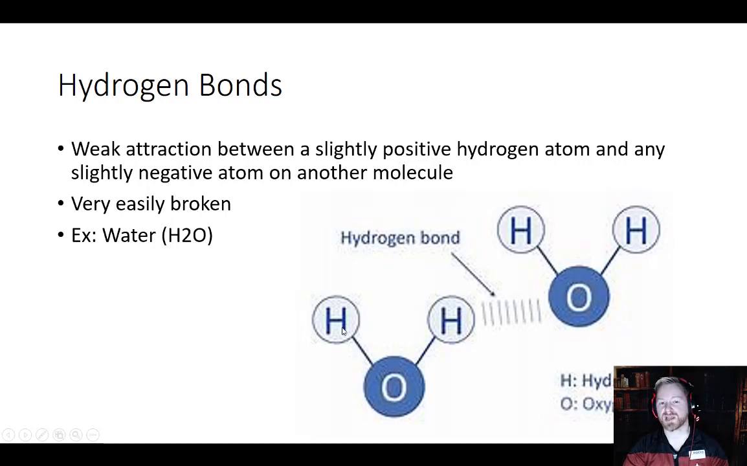The hydrogens are slightly losing that electron, which makes them slightly positive. So water is what we call a polar molecule. We'll discuss that more in the next unit, but it means it has a positive side and it has a negative side. So it's like a little magnet.